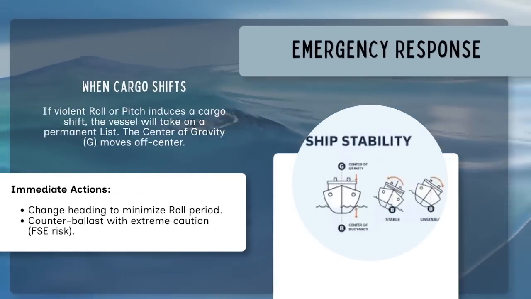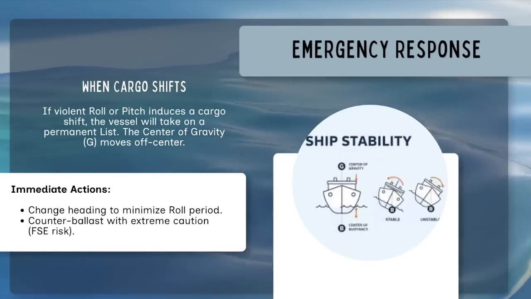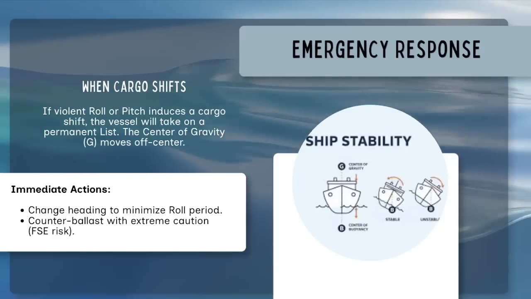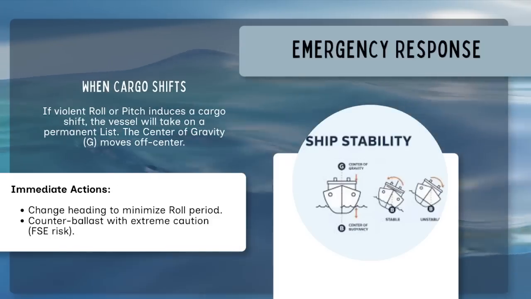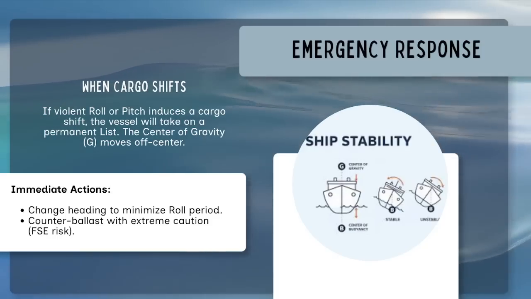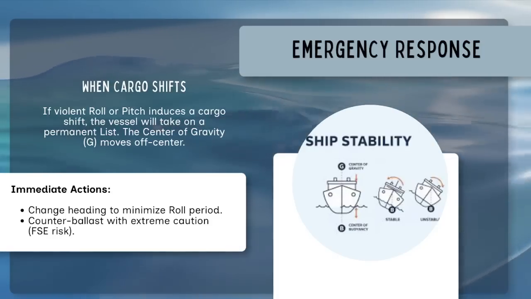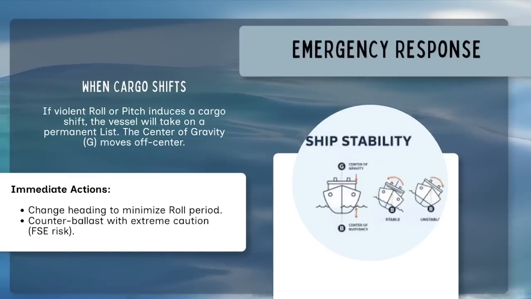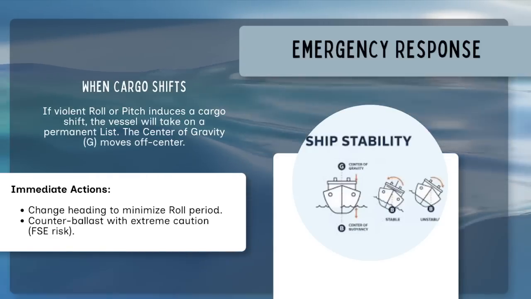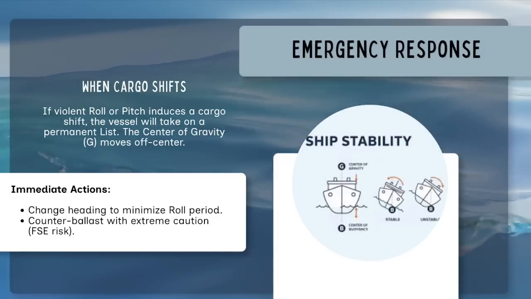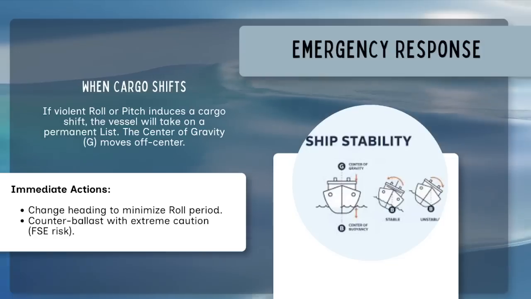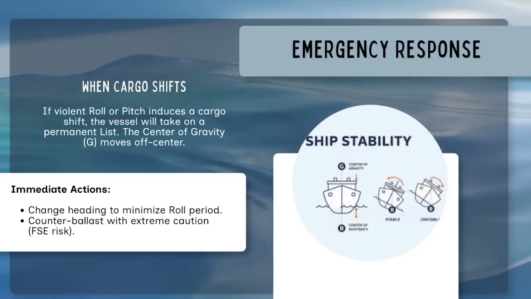And then there are also some emergency responses. When the cargo shifts, if violent roll or pitch induces a cargo shift, the vessel will take on a permanent list, so the center of gravity moves off center. The immediate action should be to change the heading to minimize the roll period and then counterbalance with the extreme cautions.